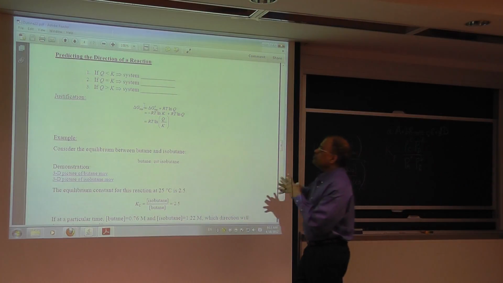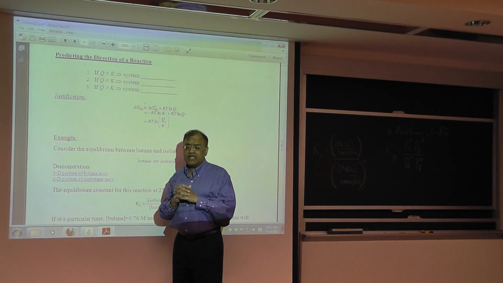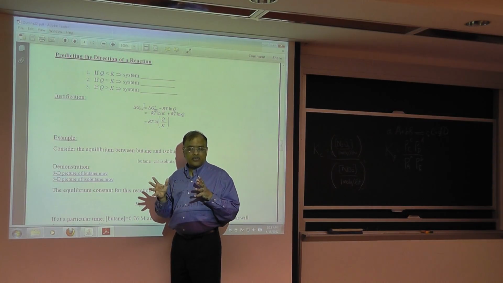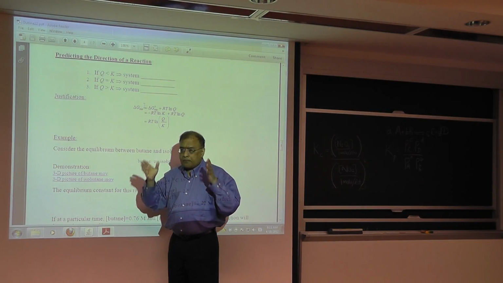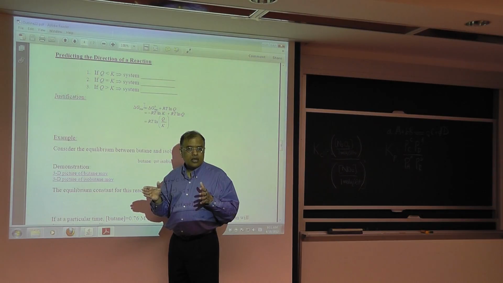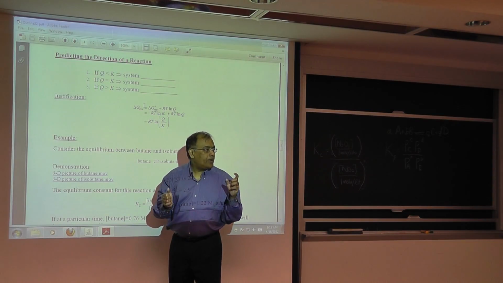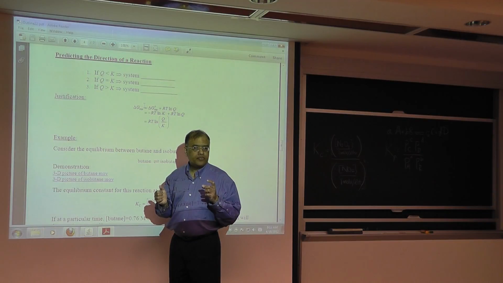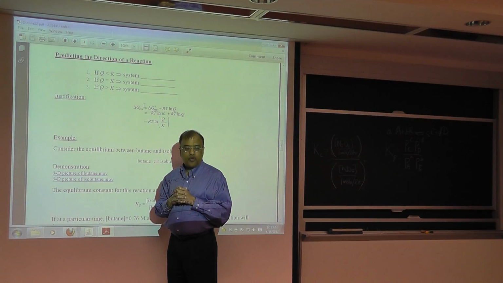So let's now move on to a different topic. How do we predict, given a chemical reaction, given the concentration of the reactants and products at a particular time, which direction the reaction is going to proceed? What we do is we calculate Q and we compare Q to K. If Q is less than K, the system will go forward.